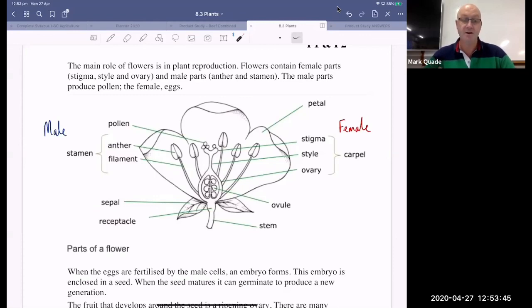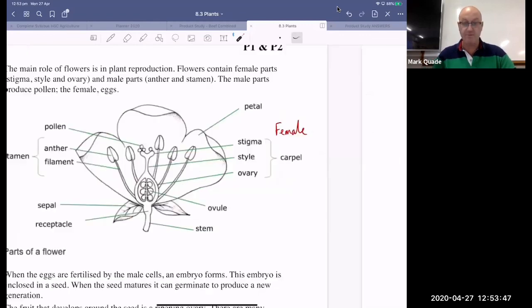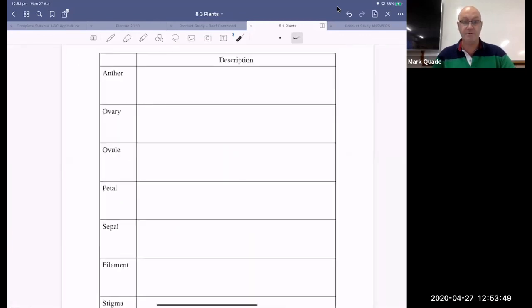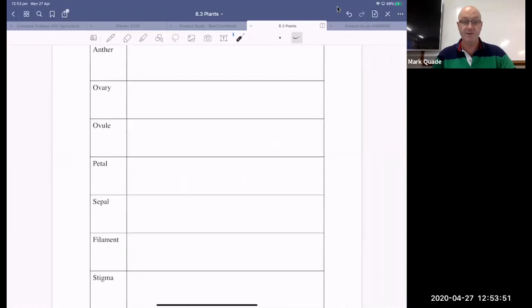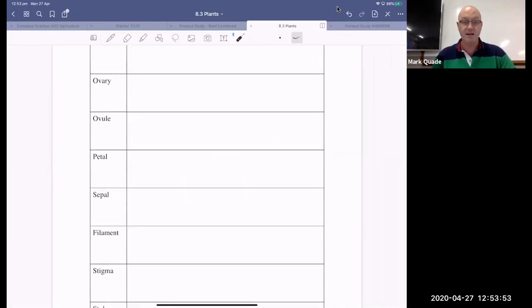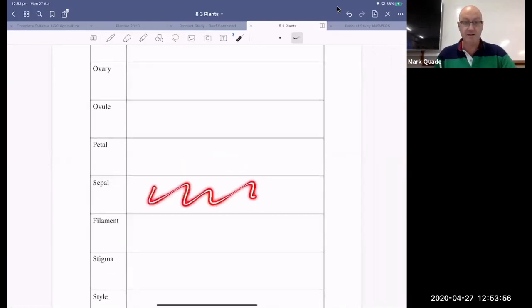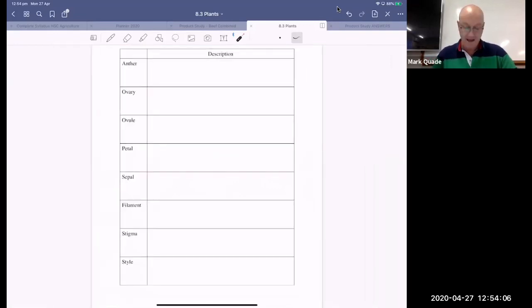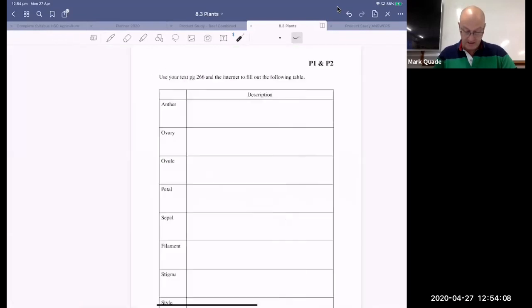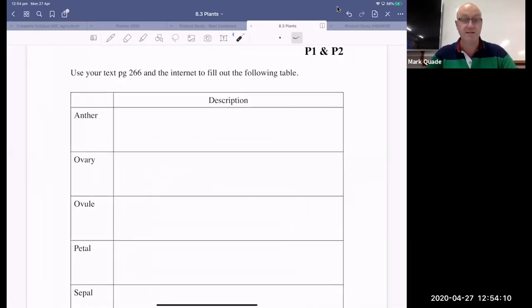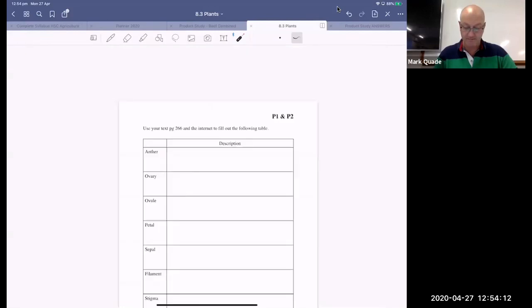Okay, so the parts of the flower, we've got a whole table for you here to fill out. I think the only thing that we haven't mentioned here is the sepals, and they are basically the leaves of the flower. Okay, I think you've got enough info to be able to fill that out. If not, it is on page 266 of Dynamic Agriculture.